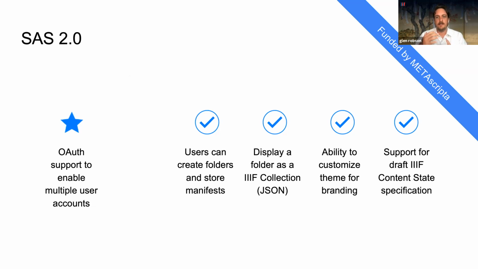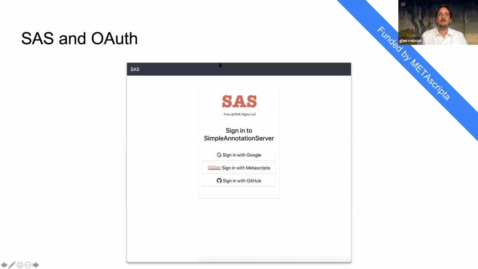And this has given rise to a lot more functions that we can now add. So users can create folders and store manifests. You can display a IIIF icon, so a collection of the manifests that you've gathered. We've added the ability to customize the theme, so it'll look slightly different with METAscripta. And we've also played around with content state and seeing different ways that we can allow people to share annotations and manifests between systems.